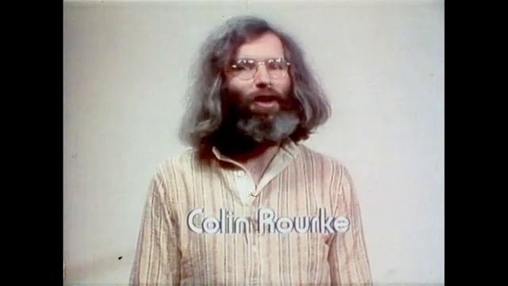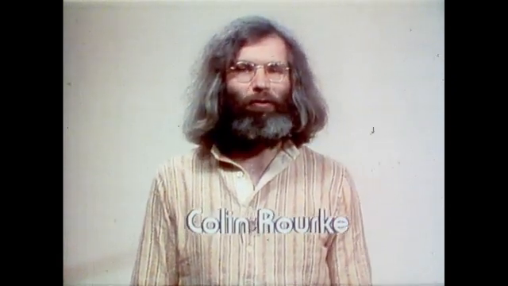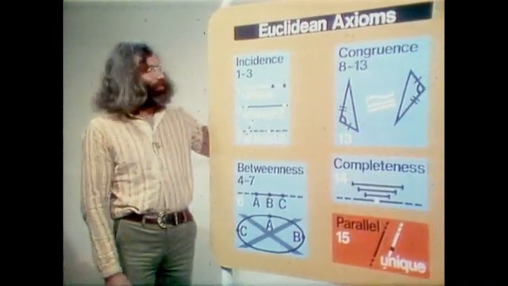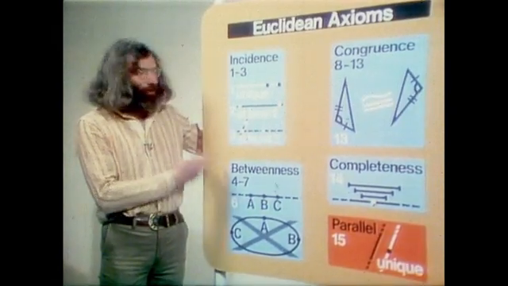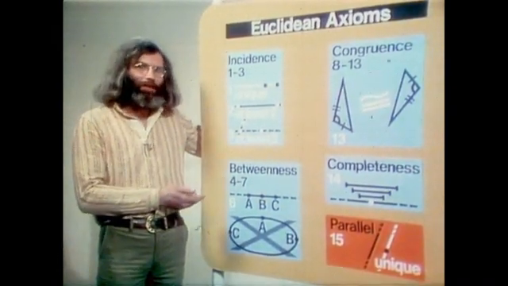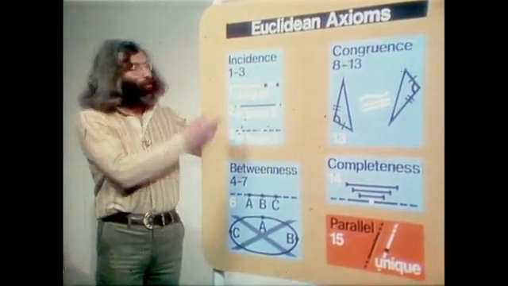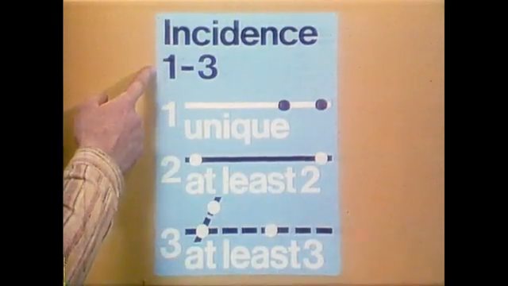Actually, we're going to use a modern formulation of Euclid's axioms. In this formulation, there are 15 axioms arranged in 5 groups. But we're not going to go through all of them, just a few to give you an idea of how they go. The first group is the instance axioms.